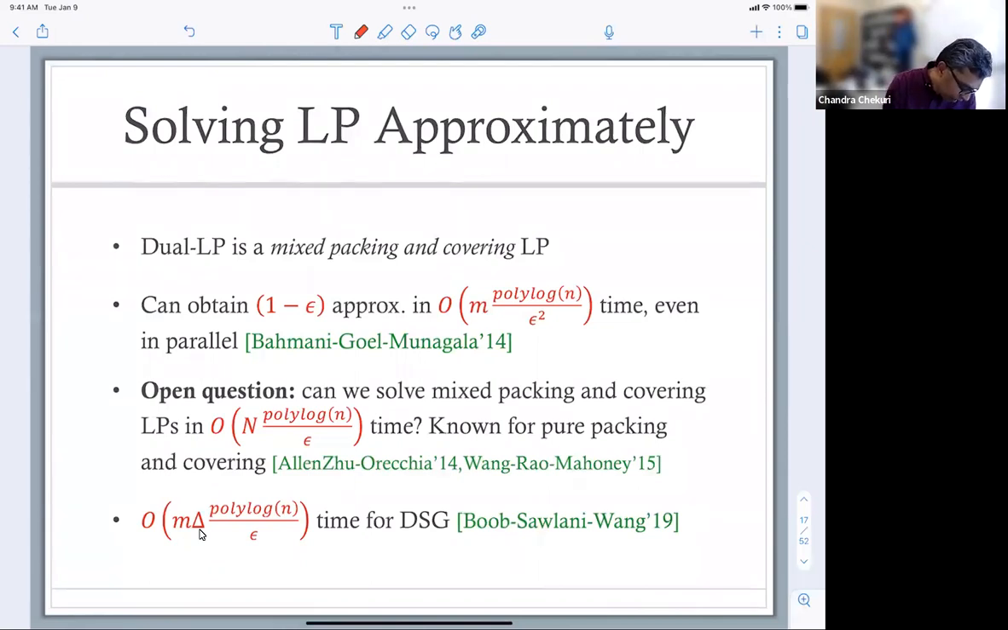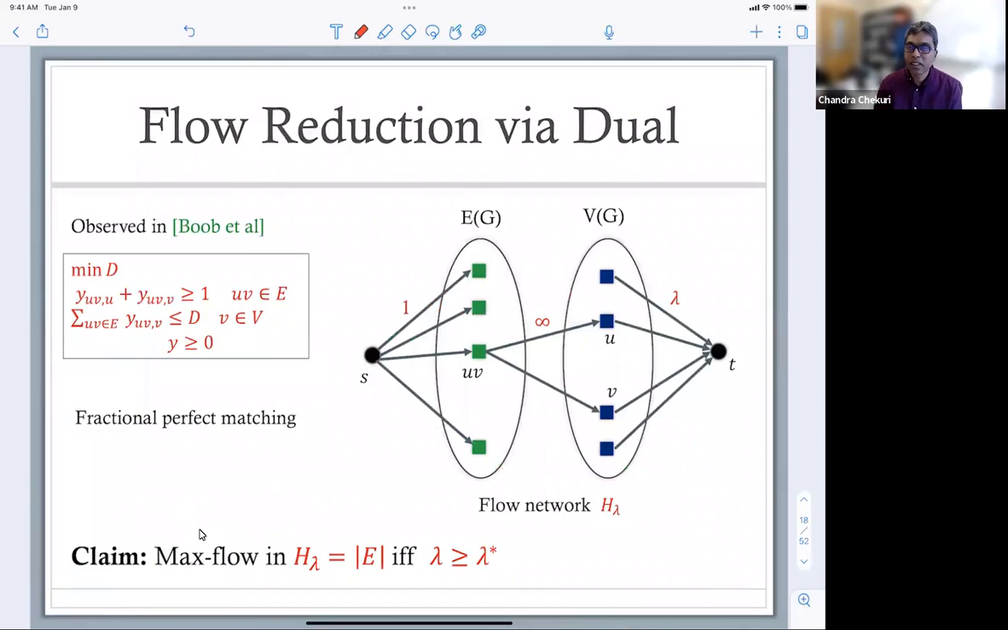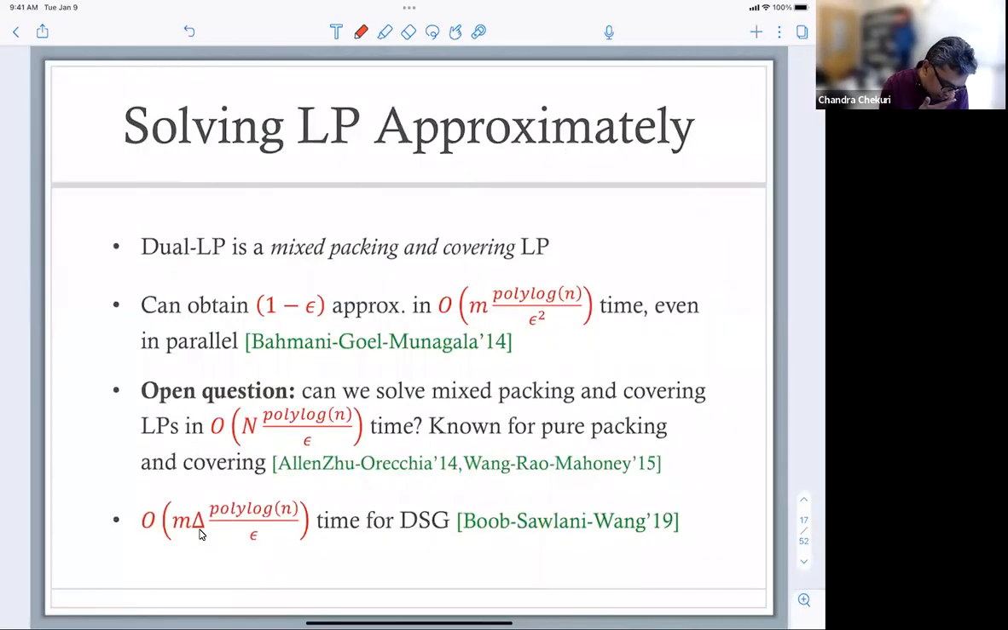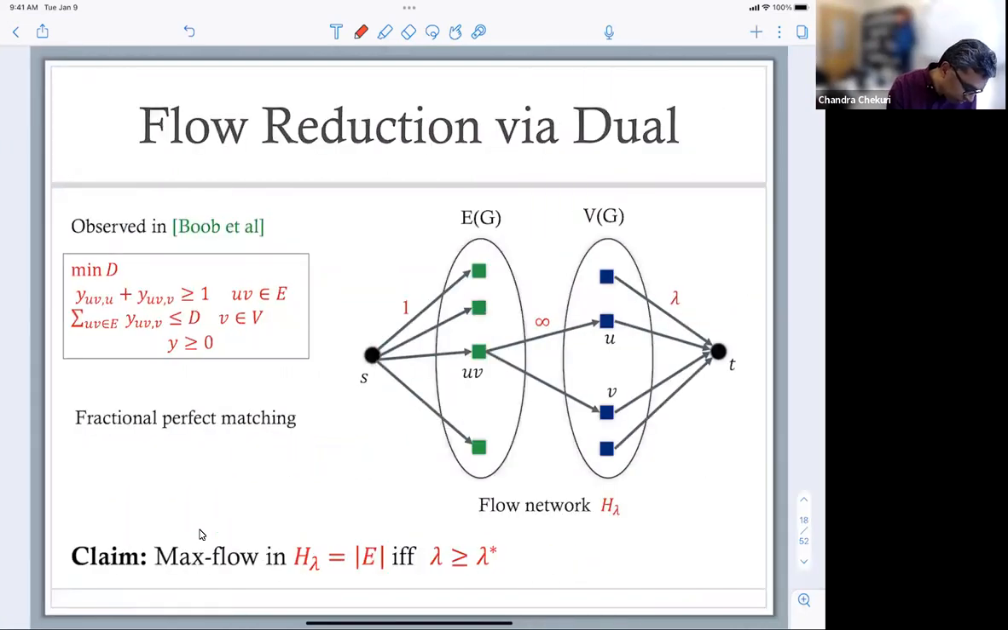Okay, so now what we will do is actually get 1 over epsilon dependence by using not an LP solver, but using a network flow. So now let me interpret the dual as a flow problem. It's quite a nice flow problem, right? So what is the dual saying?